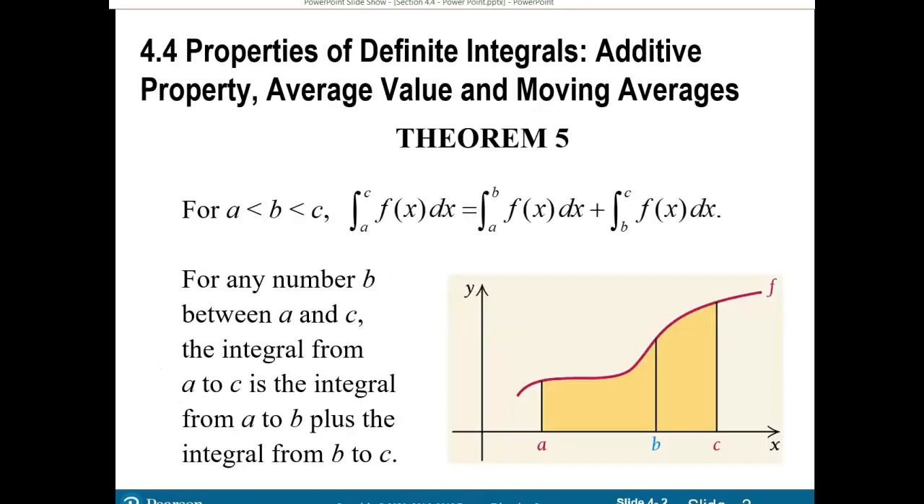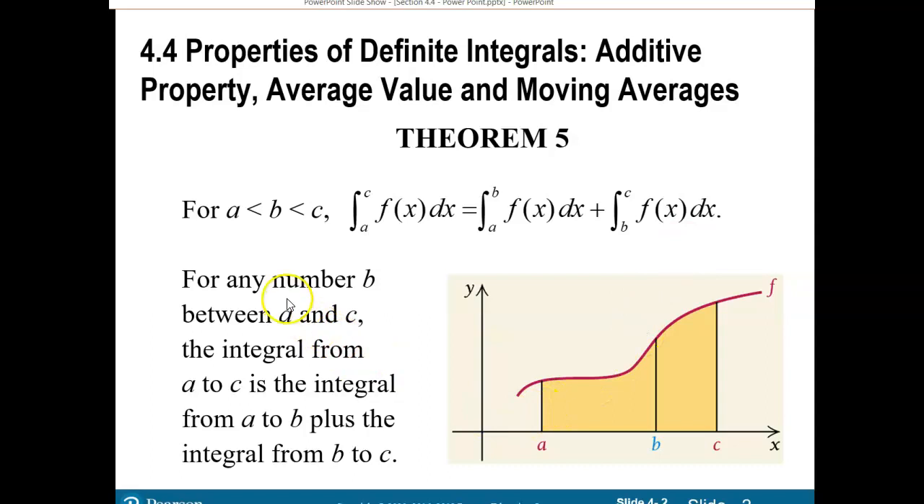All right, so Theorem 5. For a less than b less than c, in other words, a is the beginning, c is the end, and b is somewhere in the middle, the definite integral from a to c of f of x dx is equivalent to the definite integral from a to b of f of x dx, and then adding the definite integral from b to c of f of x dx.